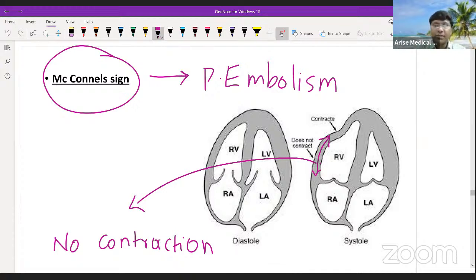The apex will contract. That is what is called the McConnell sign. Contraction of the apex, but the lateral wall of the right ventricle will not contract. That is what is called the McConnell sign, seen in patients with pulmonary embolism. Now, going back to the question.